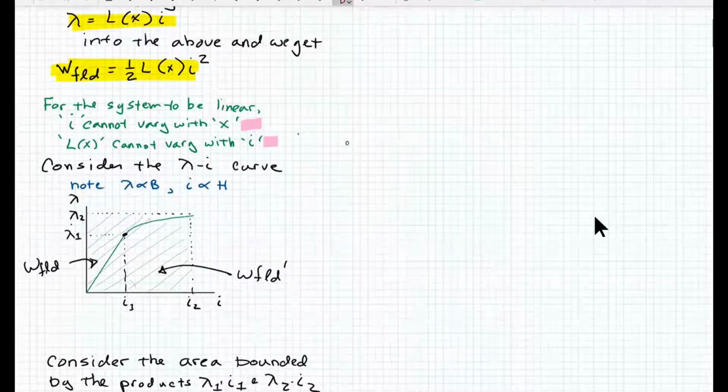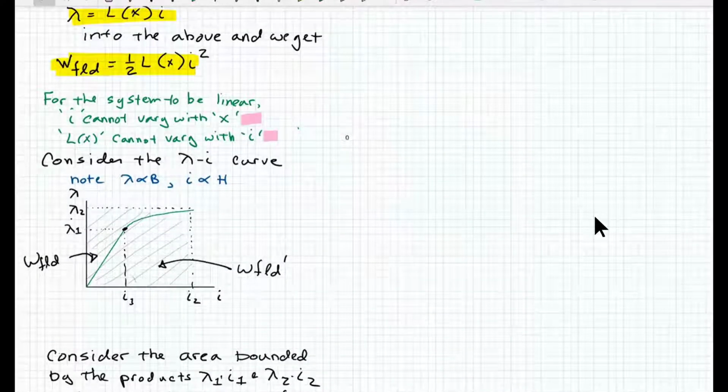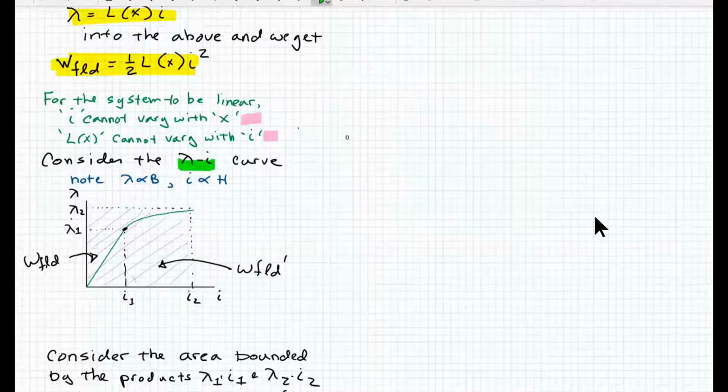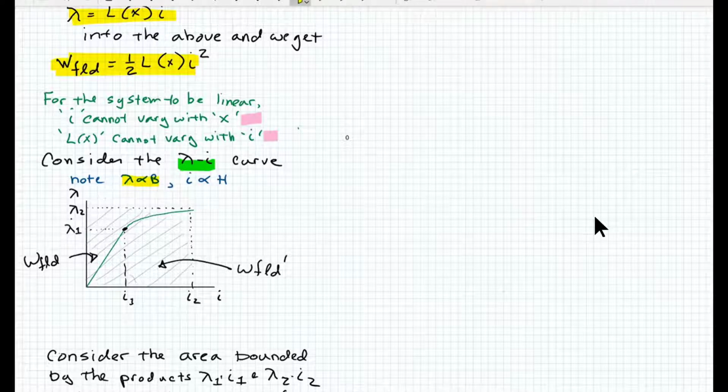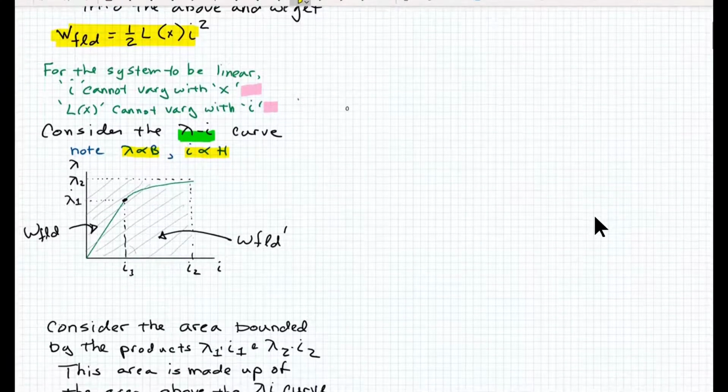And the last time we also pointed out that instead of talking about BH curves, we can also talk about things in terms of a lambda-I curve. To do that, we have to recognize that the lambda is proportional to B. If you question that, go back and look at Faraday's law. And the current is proportional to H. And if that's a question for you, go back and review Ampere's law. Okay, so we've been talking about this the whole time. So given that point, instead of writing a BH curve, I could write a lambda-I curve.